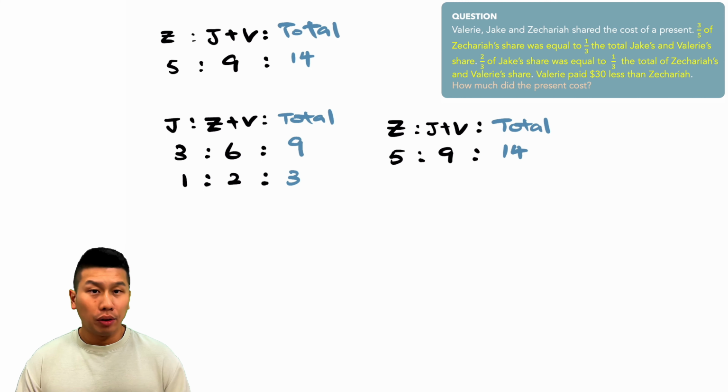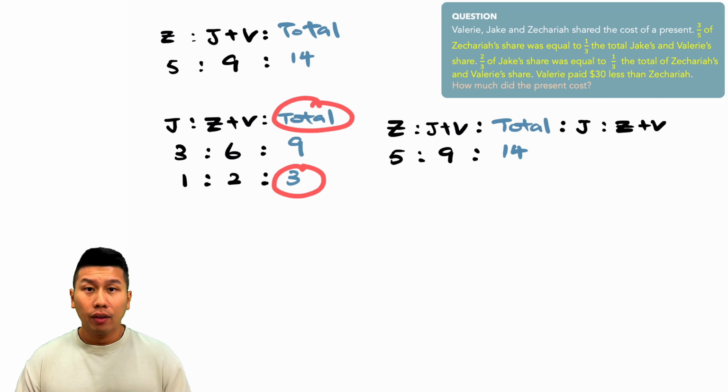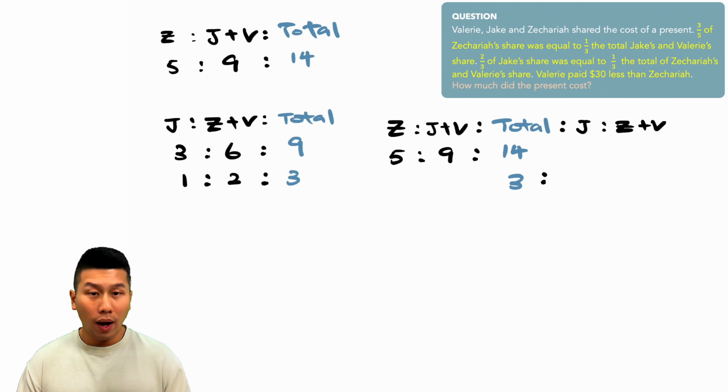And then we extend to the right to include this ratio over here, which is J is to Z plus V. Let's write it down. Okay. So connecting it with the total, which is 3. The second row will have 3 is to 1 is to 2.